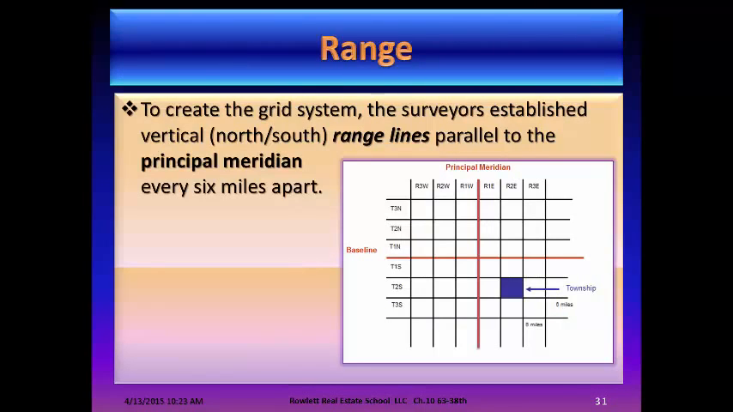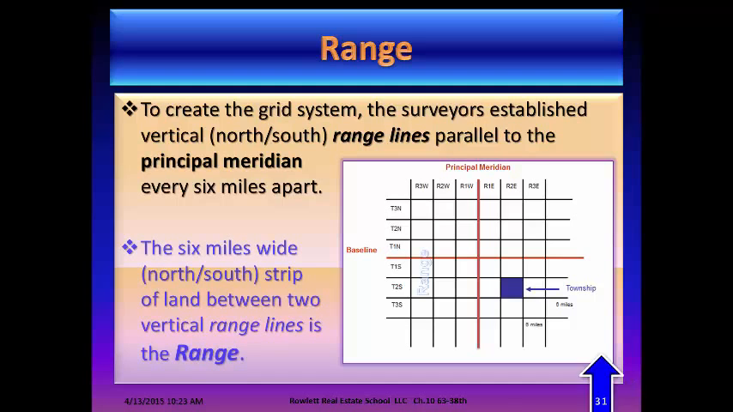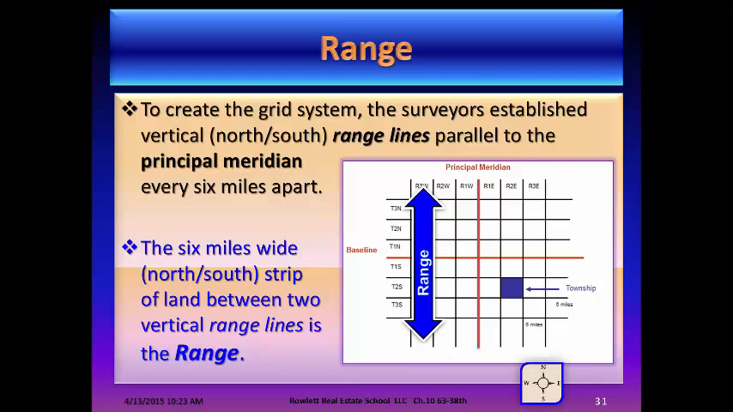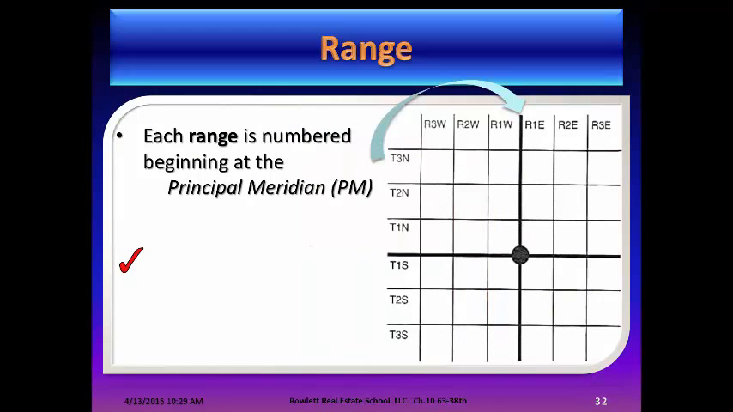Range. To create the grid system, the surveyors established vertical north and south range lines, parallel to the principal meridian, every 6 miles apart. The 6 miles wide north-south strip of land between 2 vertical range lines is called a range, as illustrated with the blue arrow. Each range is numbered beginning at the principal meridian.